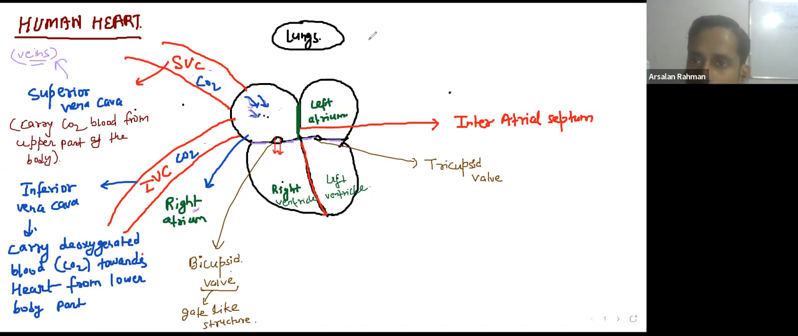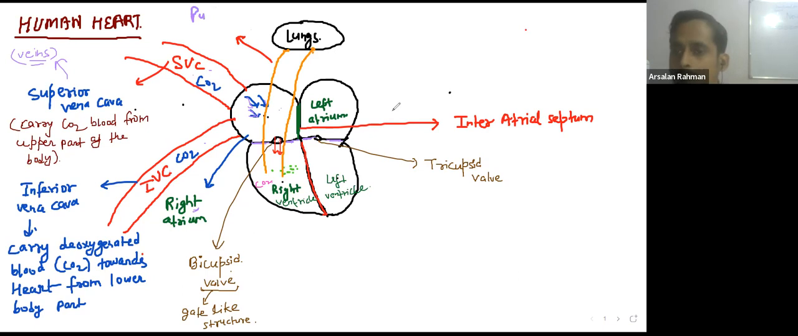Now what will happen? The deoxygenated blood, which type of blood, beta? CO2, the deoxygenated blood, is present inside the right atrium. There is another pipe, another blood vessel, which carries blood from the right atrium to the lungs. This is called pulmonary.